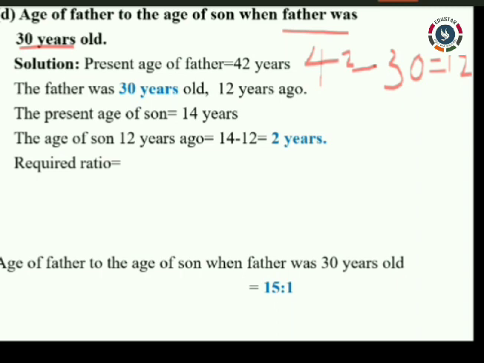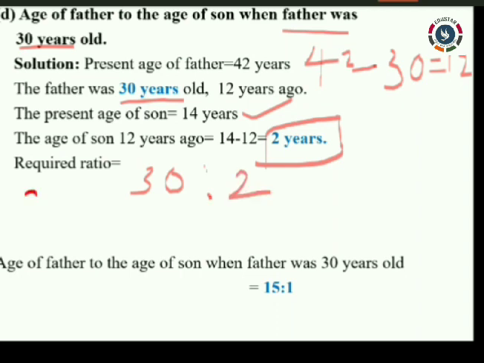So 12 years before, the father's age is 30. Then you have to find the son's age. Son's present age is 14 years. 12 years back means 14 minus 12, 2 years. So your required ratio is father's age is 30 years and son's age is 2 years. How will you write the fraction? 30 by 2. Both are divisible by 2.